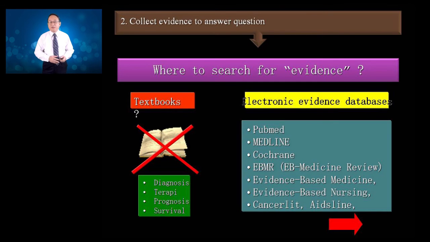Second, collect evidence to answer the question. Where to search? Are you going to find it in the textbook? I would never recommend using a textbook for treatment, diagnosis, and prognosis. It may be correct for instance, for epidemiology of the disease, etiology of the disease, etc., but not to decide what treatment should be given to the patients. So you need to move to the journals, electronic evidence databases.